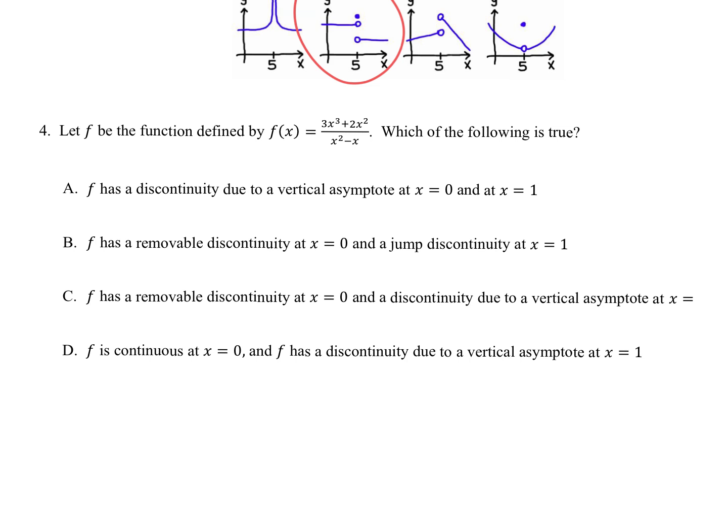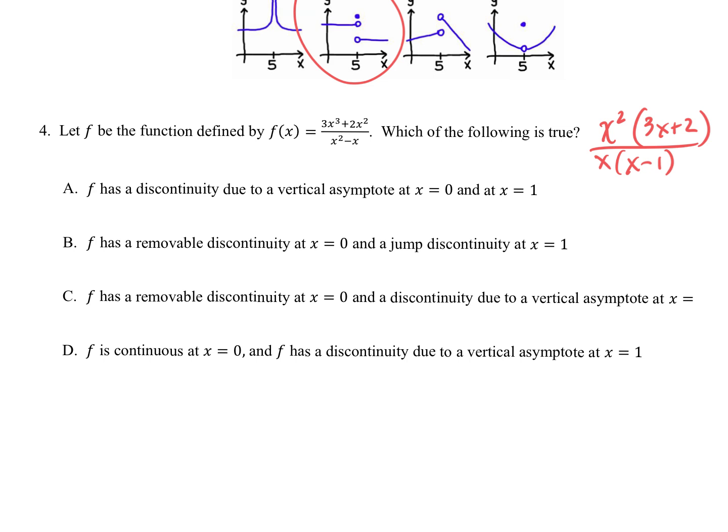Factor an x out of the top and bottom. Couldn't we go bigger in the top? What else can we factor out of the top? Yeah, let's take out an x squared out of the top. What will be left? 3x plus 2. So on the bottom, we're taking out an x. Okay. So what does that mean?